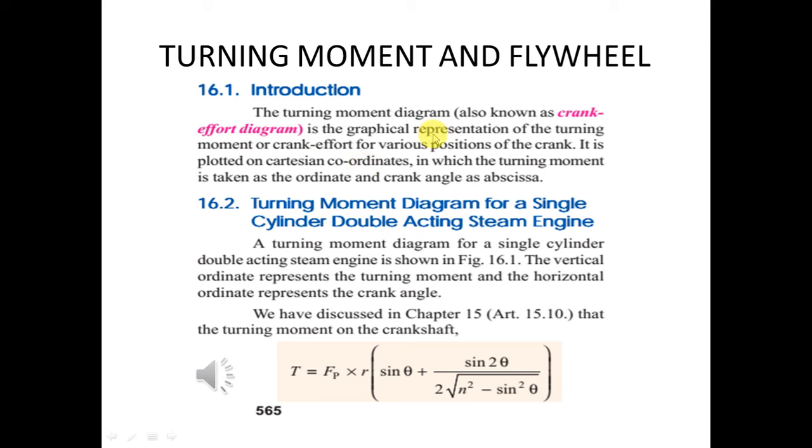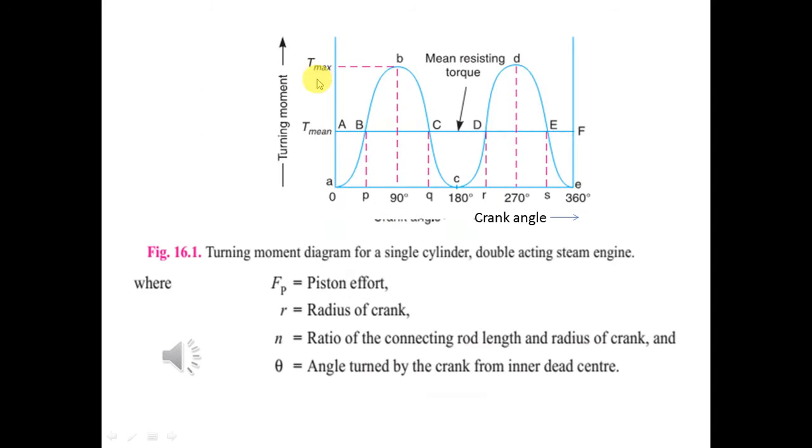So the graphical representation, the turning moment diagram, is a graphical representation of the turning moment or the crank effort for various positions of the crank. That is theta. This is Tm or T. It is plotted on Cartesian coordinates. On the y-axis you have the turning moment data, and on the x-axis you have the theta angles. For example, this is 0, this is pi by 2, this is pi, and so on.